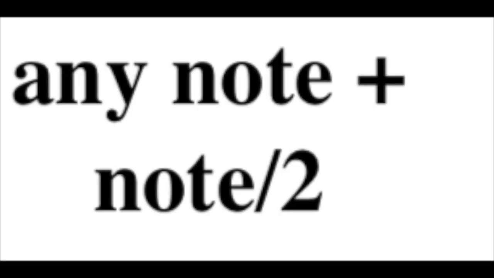There is this thing called a dot that makes everything harder. A dot adds half the value of the note it's next to. For example, a half note has 2 beats and a dotted half note has 3 beats. A quarter note has 1 beat and a dotted quarter note has 1.5 beats, and so on and so on.